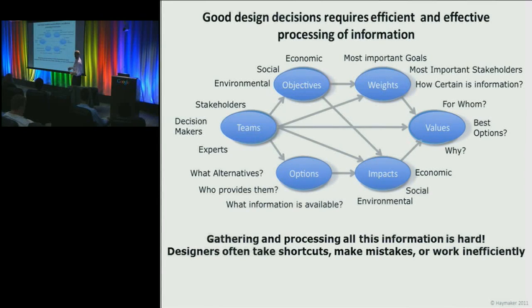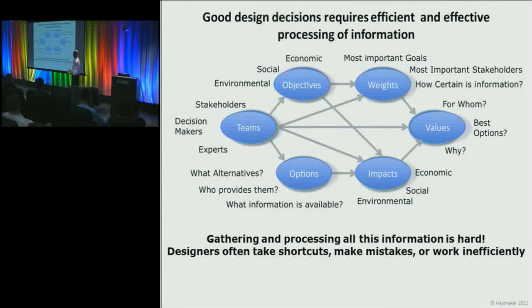Next, there are the objectives, the environmental, social, and economic objectives that we're considering. We need to know about those weights, which are most important to whom. How certain is all of this information? We need to understand our options. What are the alternatives? Who provides them?